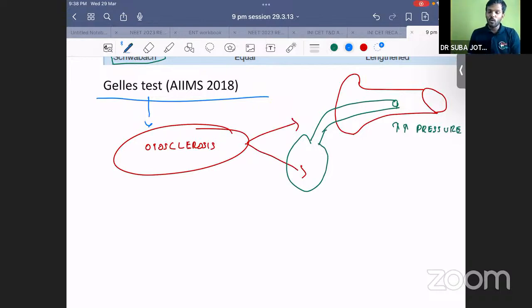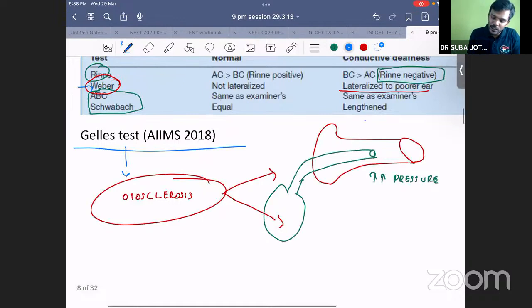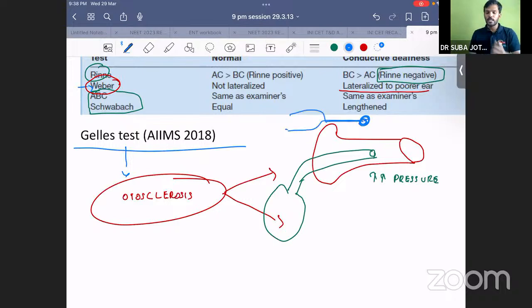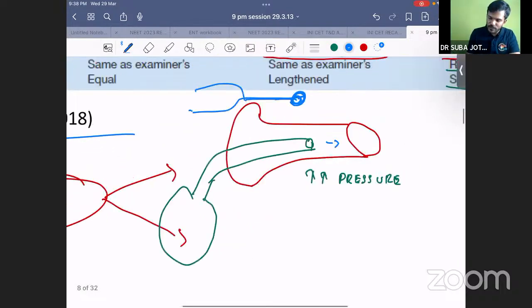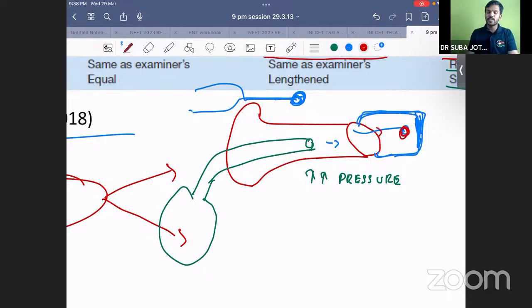Once you increase the pressure, you place the tuning fork behind the mastoid area. If you are normal, the patient says that previously I had some vibration, that intensity has reduced once you place the Siegel speculum into the canal. This means the increased pressure will push the tympanic membrane inwards, which will push the stapes foot plate inwards. The inward movement of the stapes foot plate will reduce the sound sensitivity.